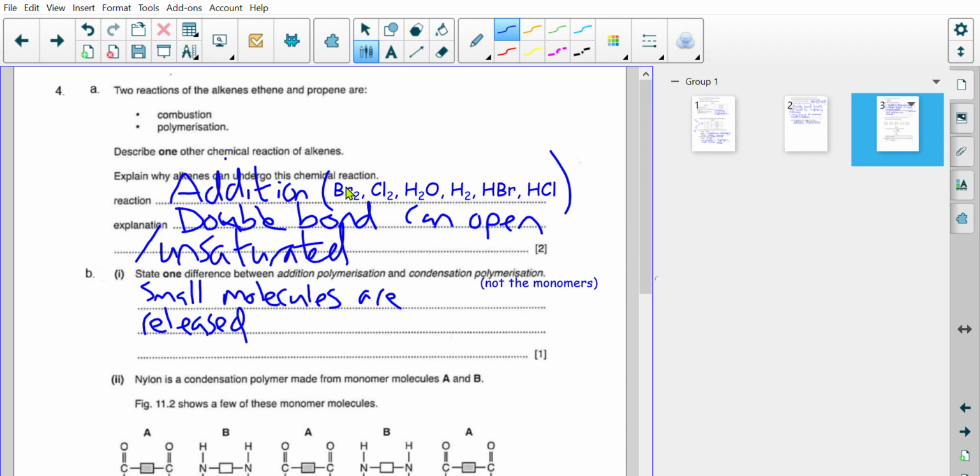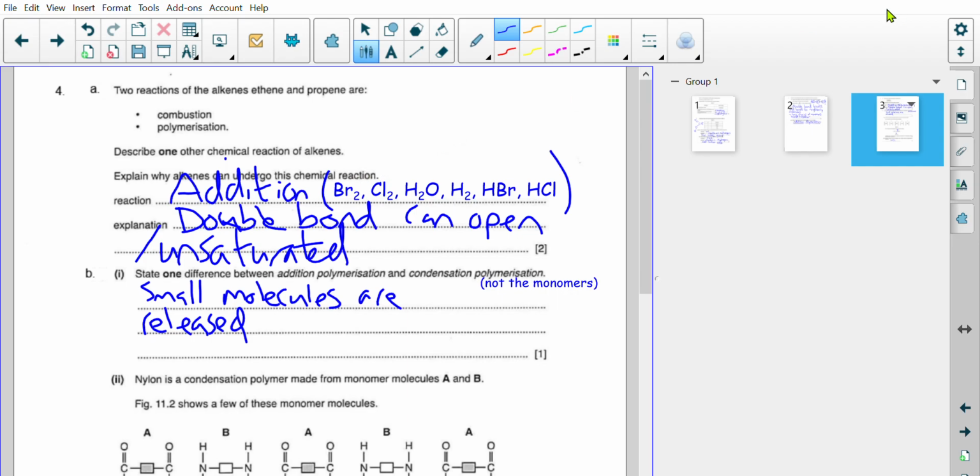Two reactions of alkenes, ethene and propene, are combustion and polymerization. So, describe one other chemical reaction of alkenes. This is the other thing that you can do with an alkene's double bond. Rather than getting all the little double bonds to bond together to make the polymer, you could just get it to add to something else. And I think I mentioned bromine already, so we could put bromine across that double bond.